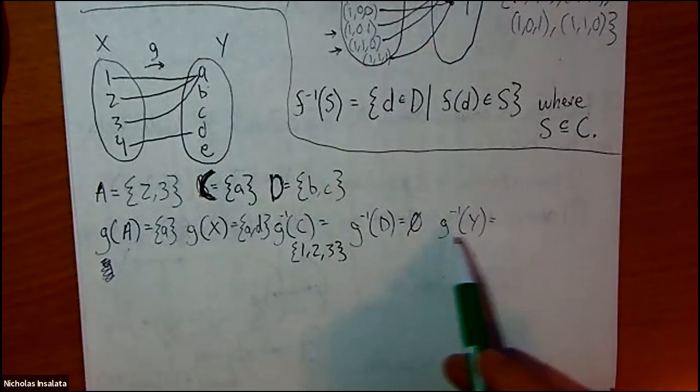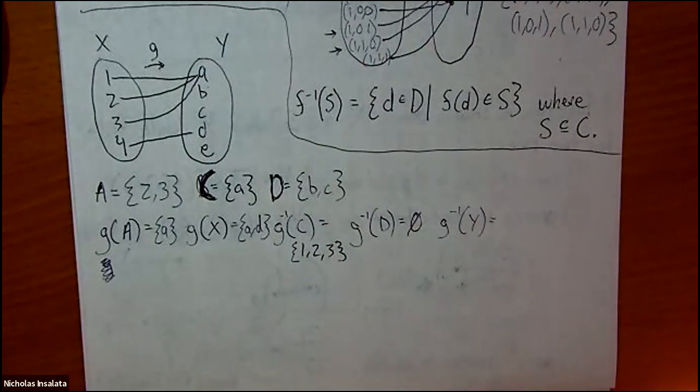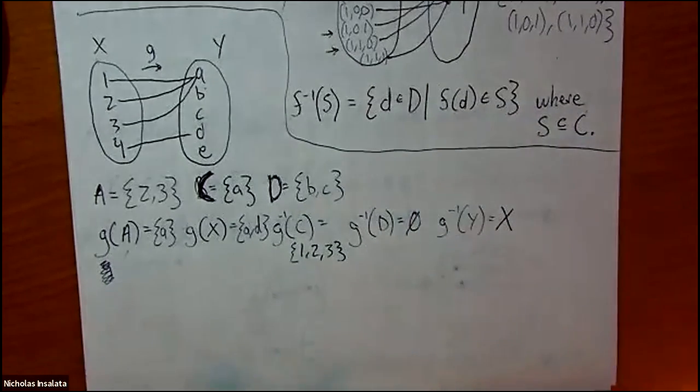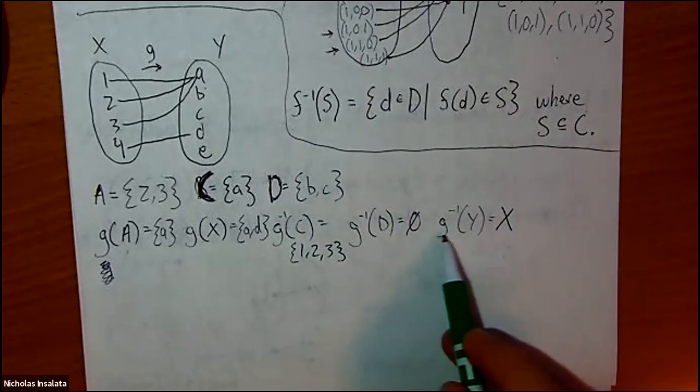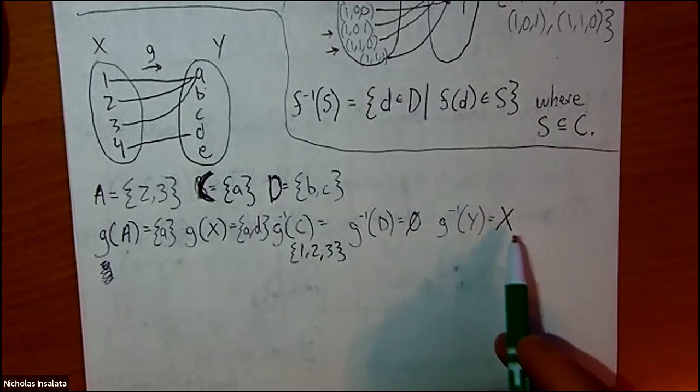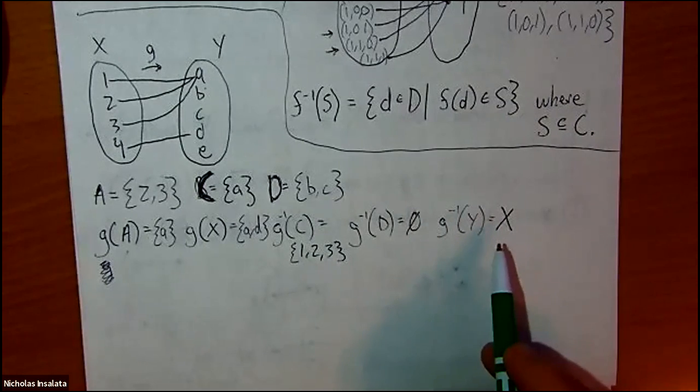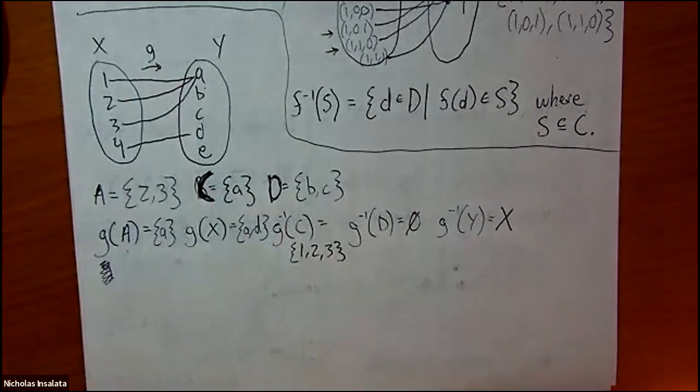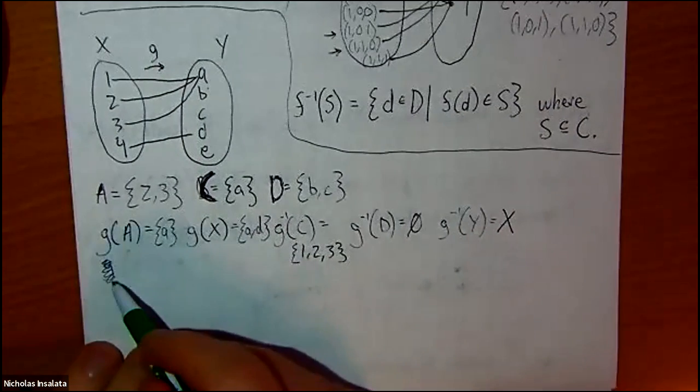Okay, and how about the inverse image of Y, the entire codomain? X, the entire domain, right? And this will always be true. If you take the inverse of the entire codomain, you get the domain. That's always true anytime you have a function, which of course G in this case is a function. And maybe that's what we should talk about next. Can you guys give me an example of something that's not a function?